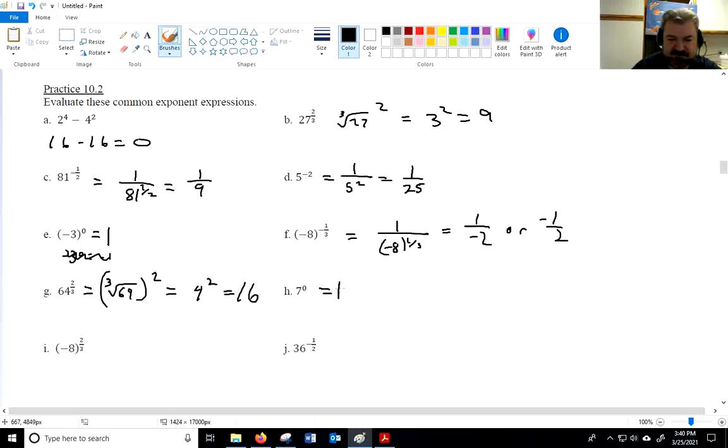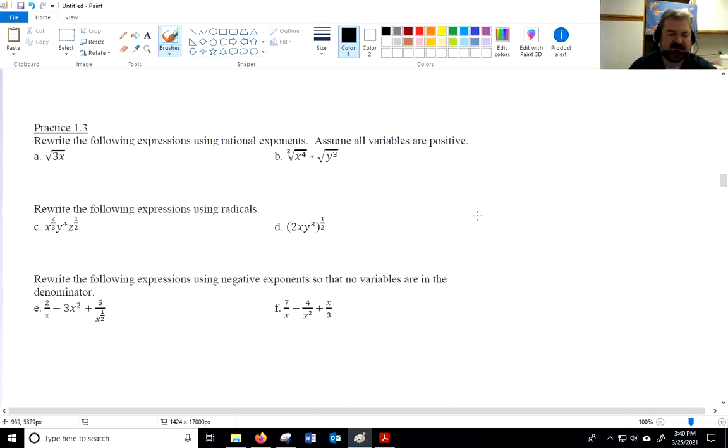7 to the 0 is 1. Negative 8 to the 2/3: the cube root of negative 8 is negative 2, and negative 2 squared is 4. This is 1 over the square root of 36, so it's 1 over 6.